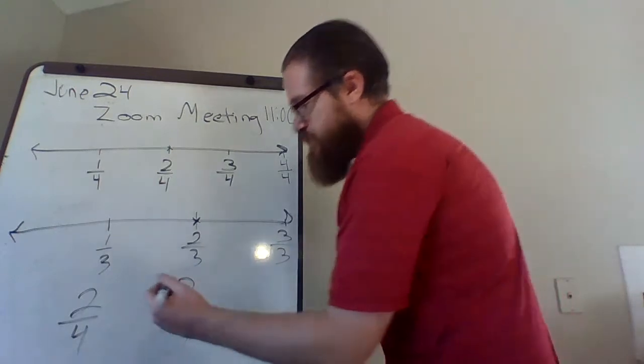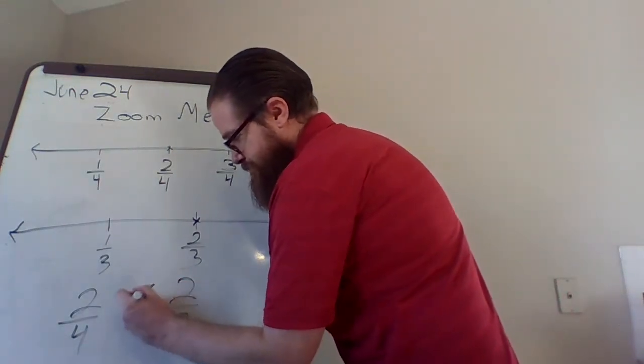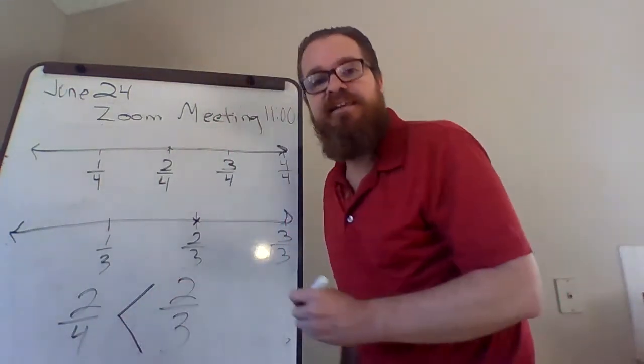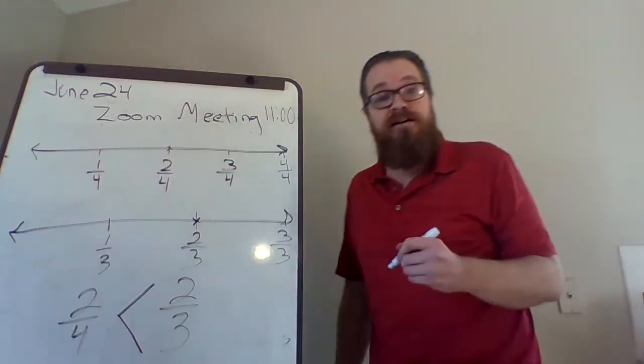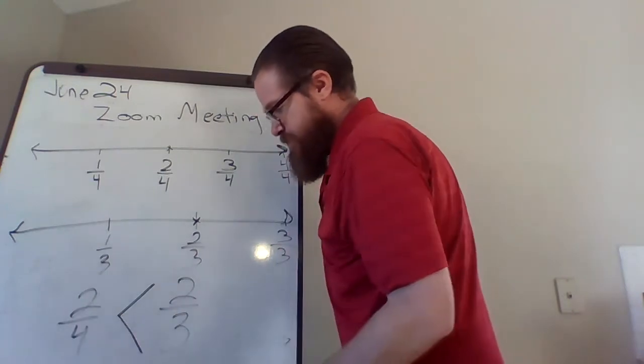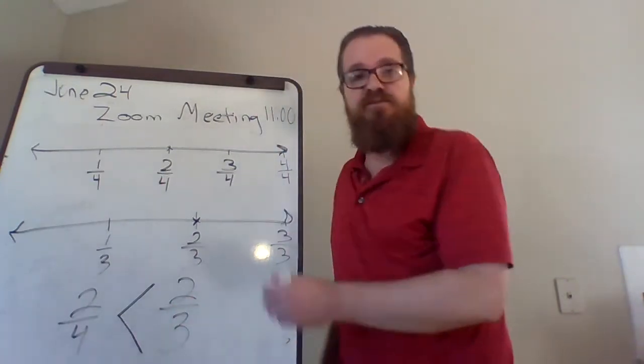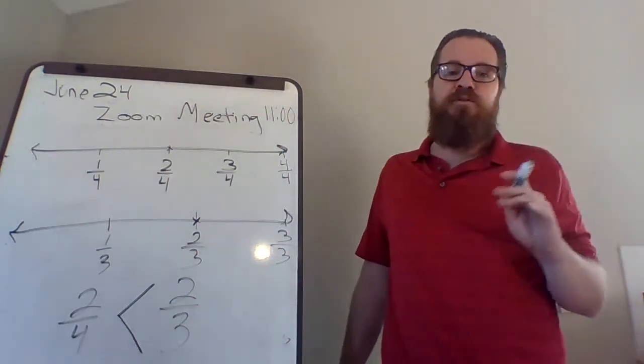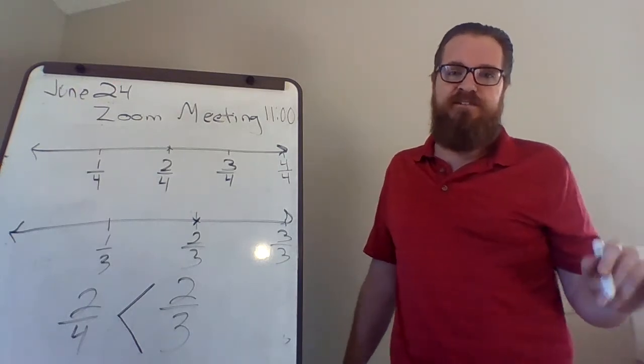Let's take a look. It's kind of like an angry alligator, or a greedy, hungry alligator that always bites the bigger one. 2/4 is less than 2/3. Now, here's what throws people off in math and fractions.